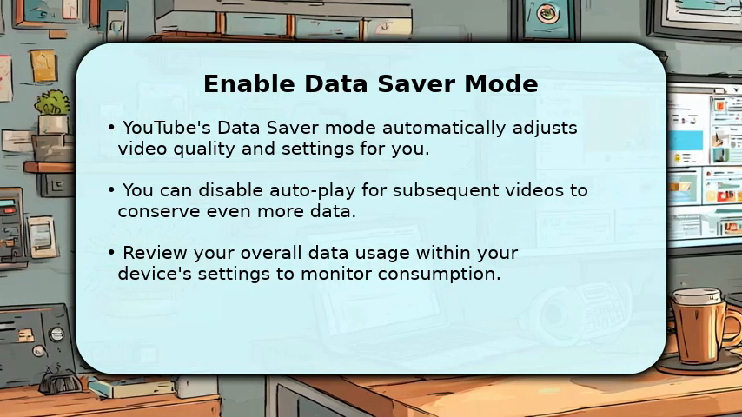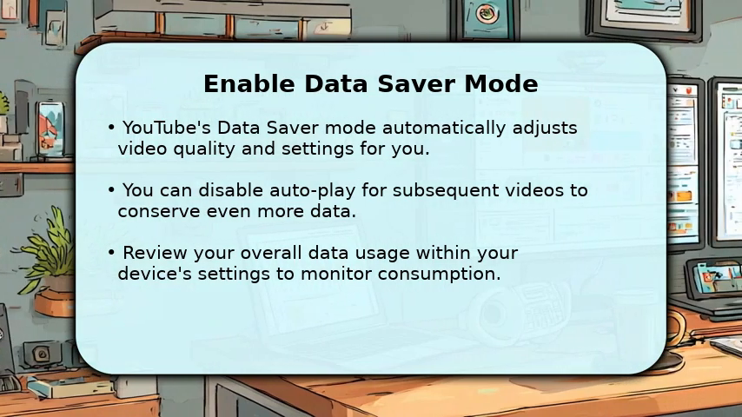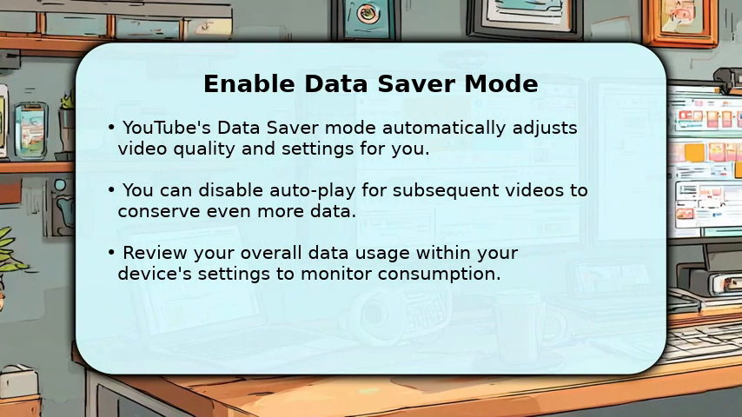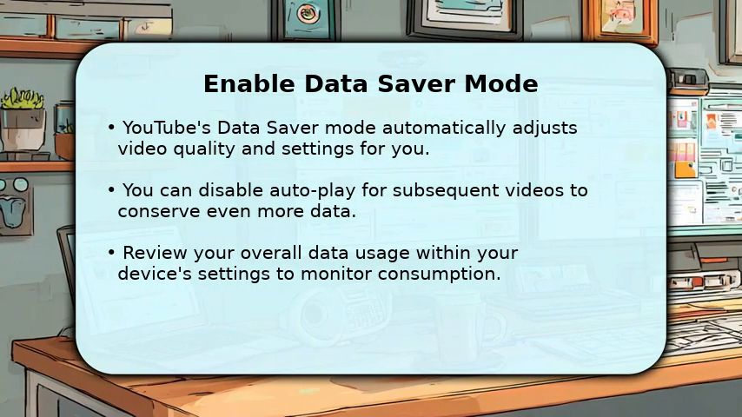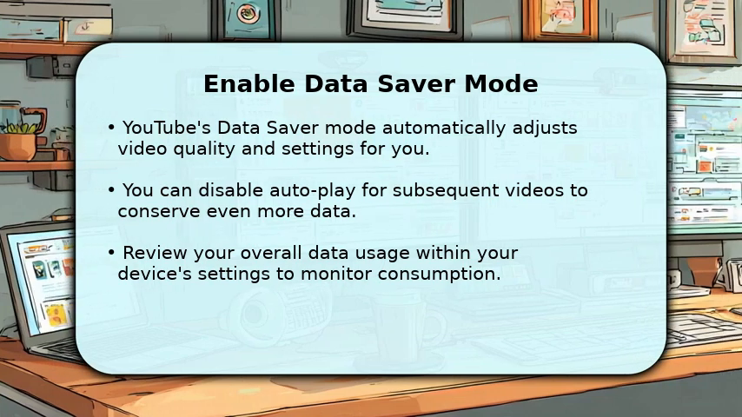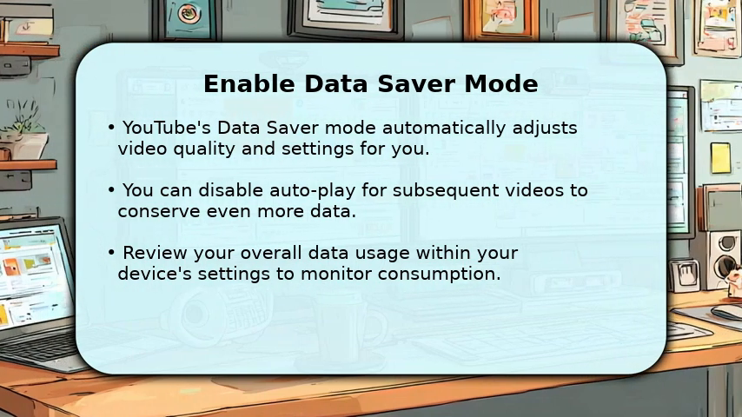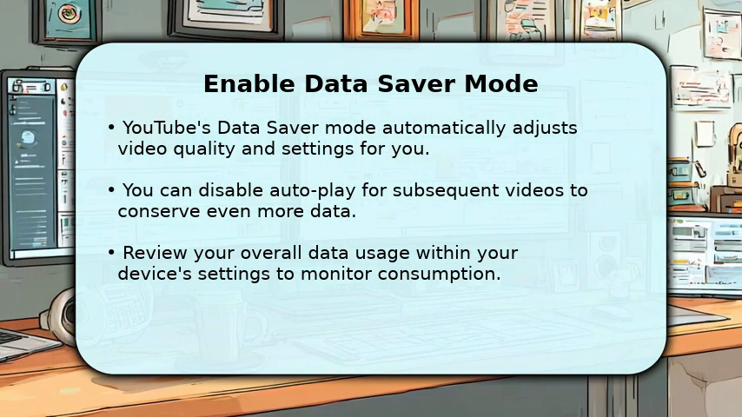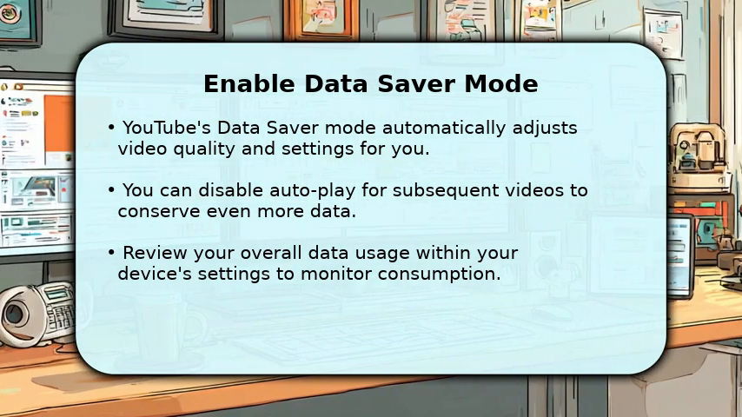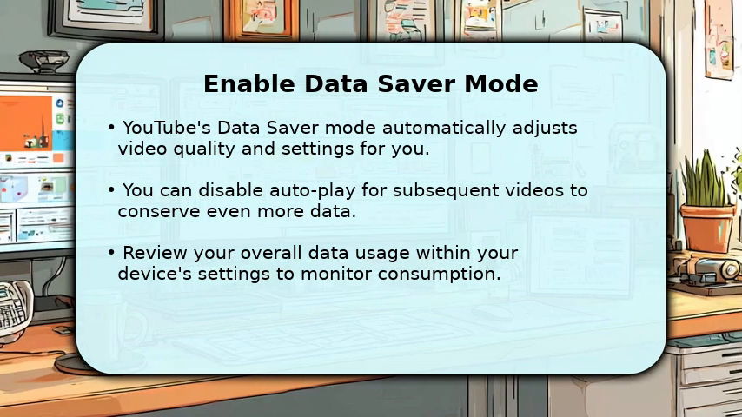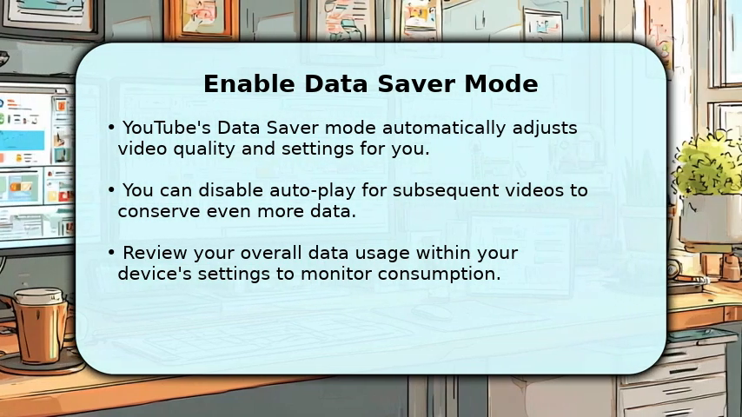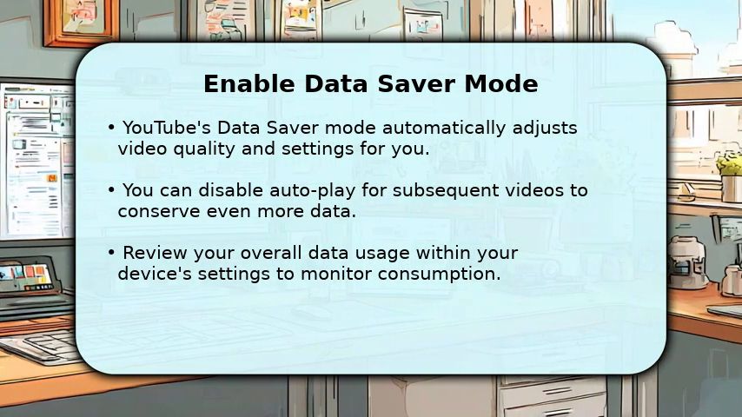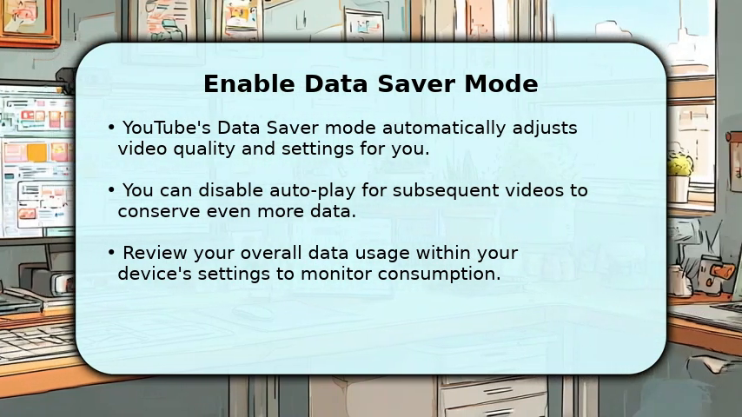Finally, activate YouTube's built-in data saver mode for automatic optimization. This setting intelligently reduces video quality and adjusts other features to minimize data use. Consider disabling autoplay for subsequent videos, as this prevents continuous streaming. Always remember to check your device's overall data usage settings for YouTube to monitor your progress. These combined strategies will help you enjoy YouTube content efficiently, preserving your valuable data allowance.